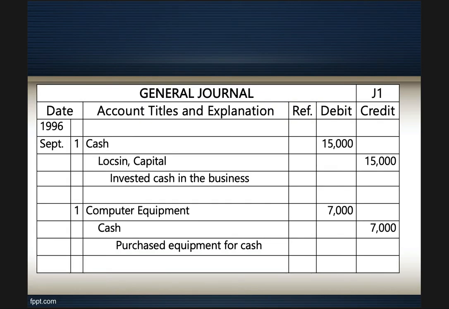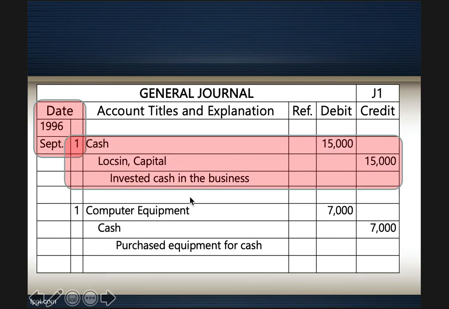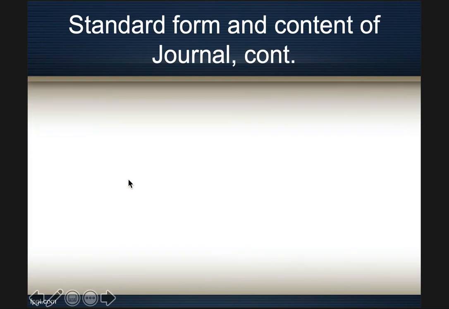So this is our journal. So this is the date. So you have to enter the year once and then the month, and then for all of the succeeding transactions you have to write the specific date and leave one space in between transactions. So that is for our first transaction. You have to indent the debit, the credit, and the explanation.